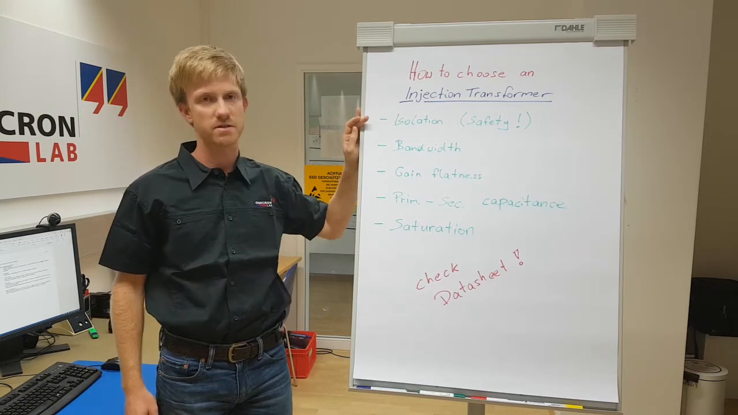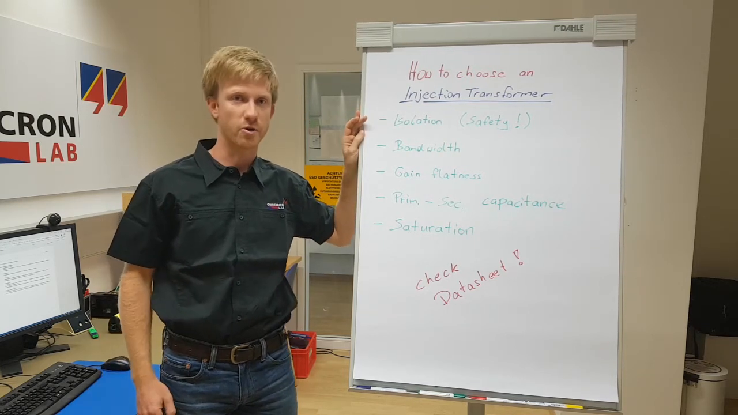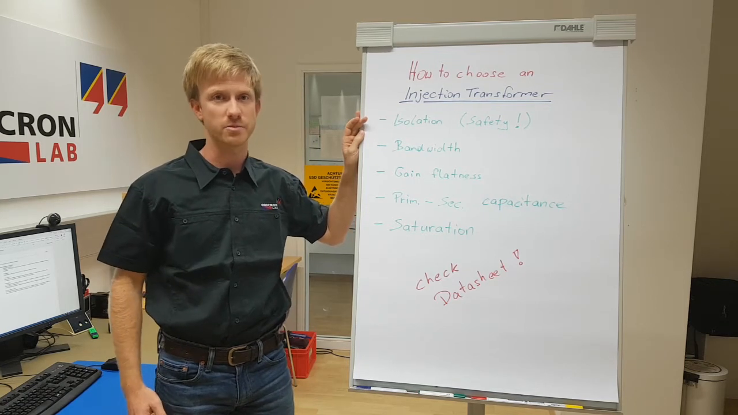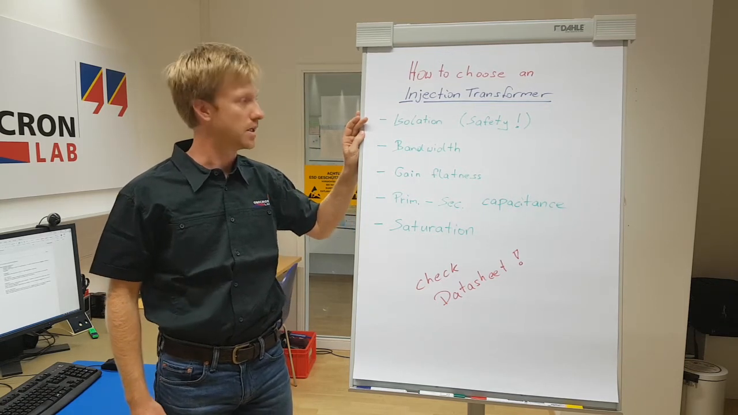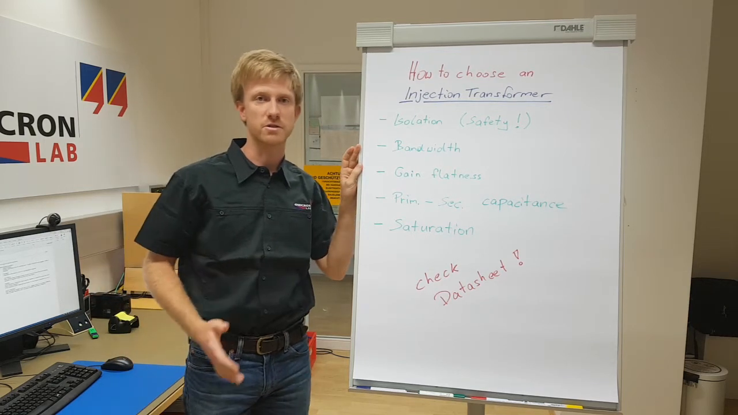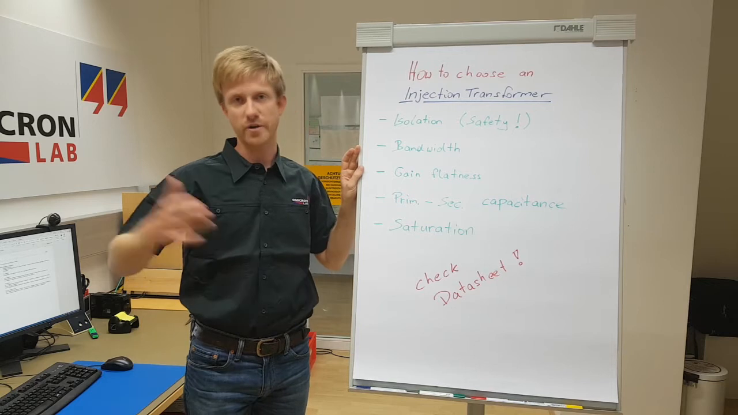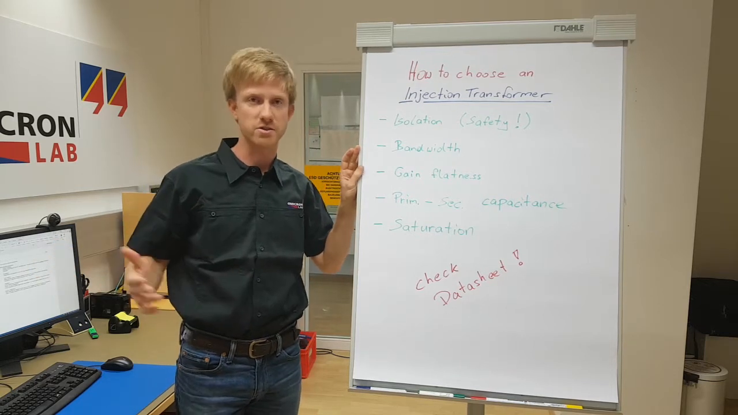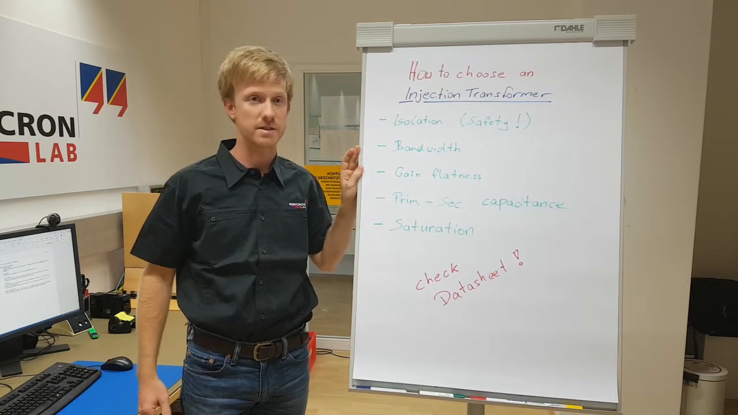If you have a high voltage system, you want to be sure that your injection transformer is maintaining safe isolation between you and your device under test. The next parameter is of course the bandwidth. If you have a low frequency application, you can choose a lower frequency bandwidth. If you have a high frequency application, you need an injection transformer that can keep up with those high frequencies.